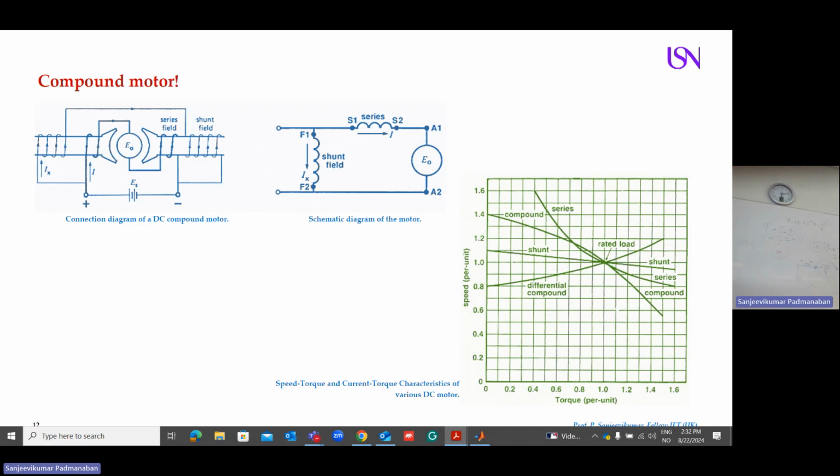So in compound motor, we have two types: long shunt and short shunt. If you look at my first presentation, I showed you the classification. So for a DC machine, long shunt and short shunt.